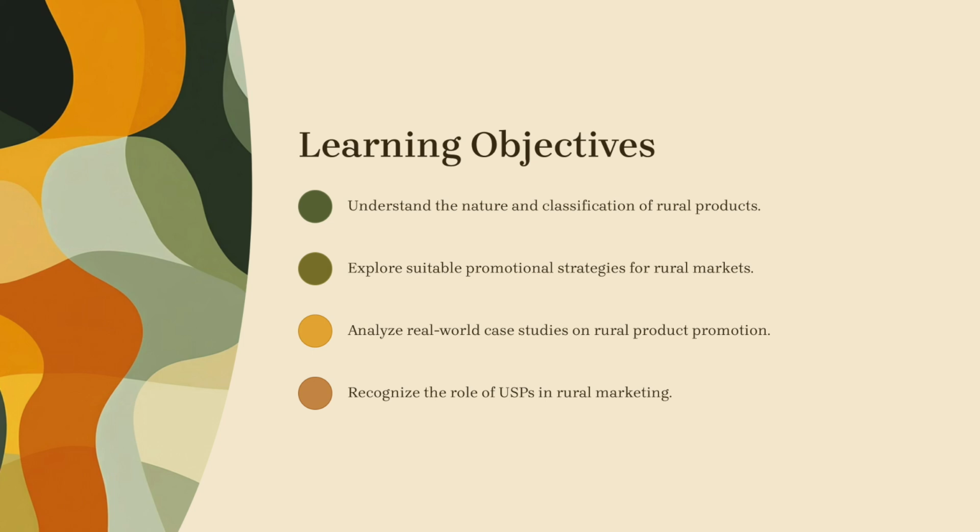Let us outline what we aim to achieve by the end of this unit. After this lecture, you will be able to first understand the nature and classification of rural products. This includes identifying what makes a product rural and how they are categorized. Second, explore promotional strategies suitable for rural markets. We will discuss both traditional and modern approaches to reaching rural consumers.